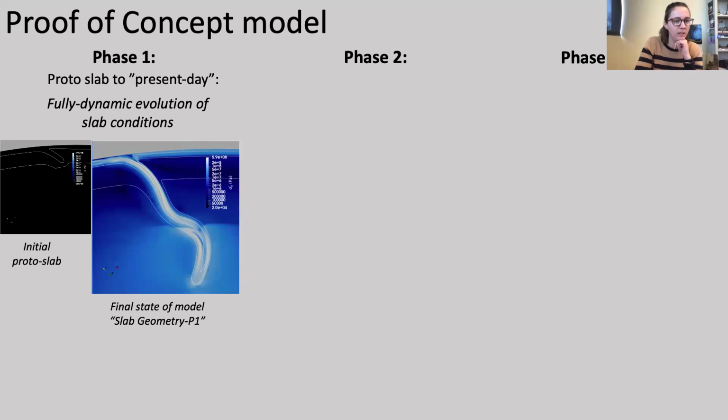So the proof of concept method is going to be for a hypothetical subduction zone, and it is broken down into 3 phases. The first phase is starting from just an initial little proto slab, where the white temperature contours are going to be your clue into the geometry here. This is run as a fully dynamic model for 10 million years, where it evolves according to those density differences and the buoyancy forces, and we end up with our evolved present day state where we have our fully dynamic set of slab conditions. I'll refer to the slab geometry P1 as our evolved slab geometry for phase 1.